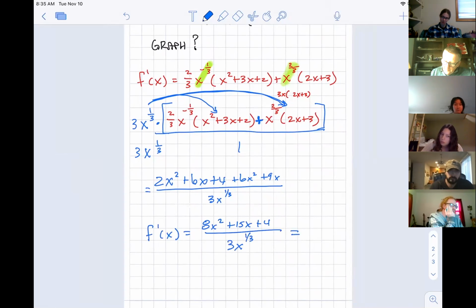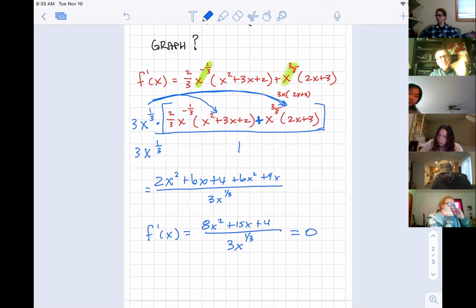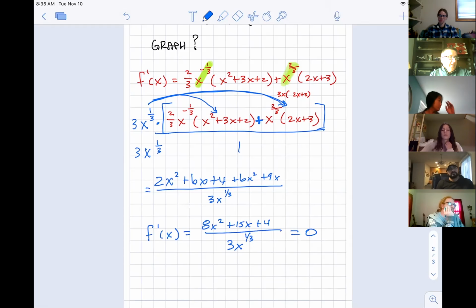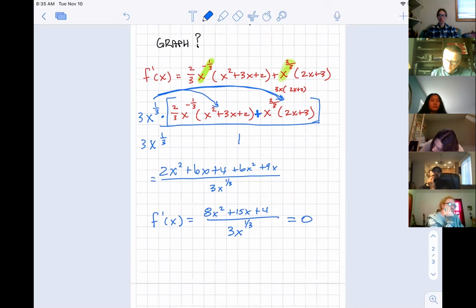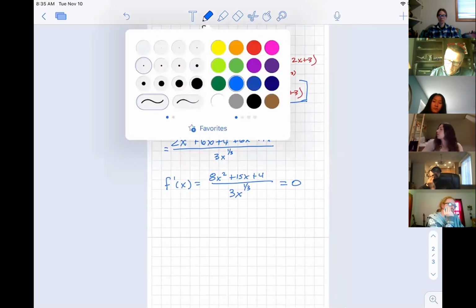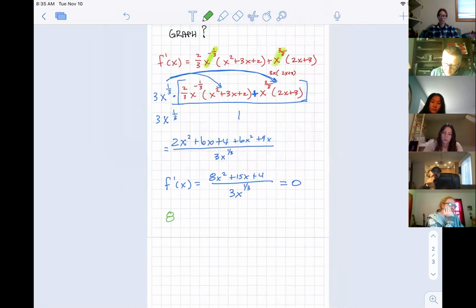But if I set this equal to 0, again, what makes a fraction equal to 0? Is it the denominator, the numerator, or both? The numerator. Yeah, just the numerator. Now, again, you could treat it like an equation. Can't you multiply both sides by 3x to the 1/3 and now you just have 8x squared plus 15x plus 4 equals 0. You see how much easier that's going to be to solve? So that's a pretty powerful trick. 8x squared plus 15x plus 4 is all that is equal to 0.